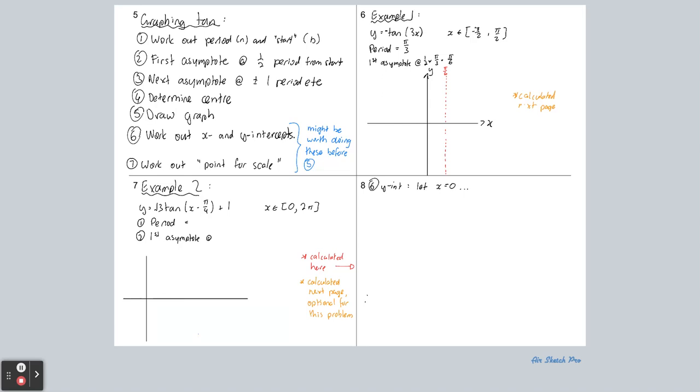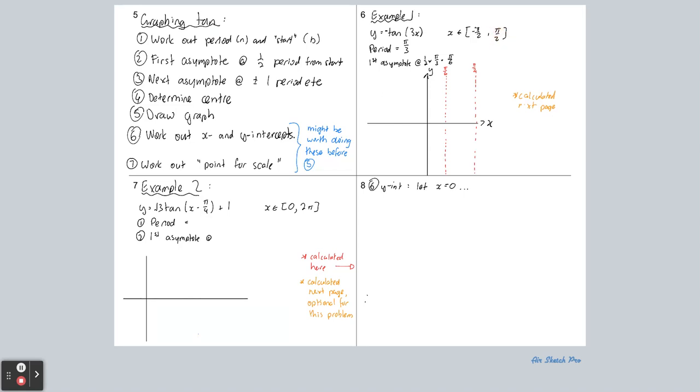Do I do another one after that? The answer is no, we don't do another one after that, because the domain finishes at pi on 2.